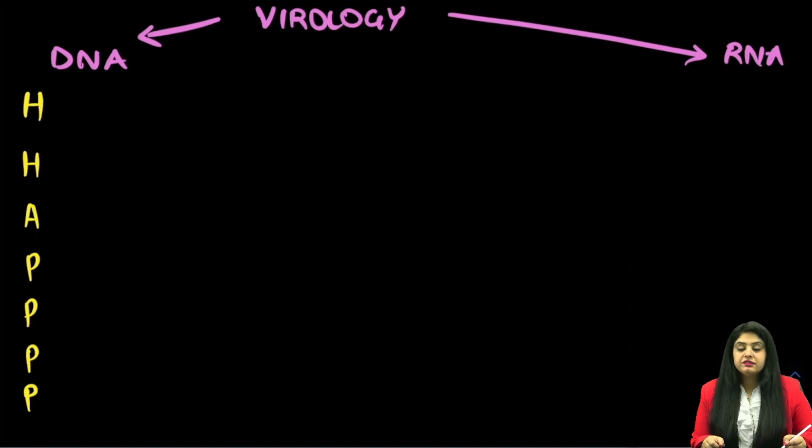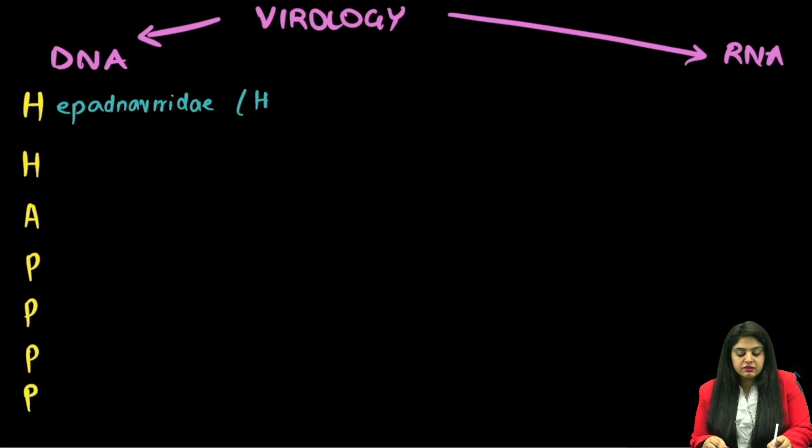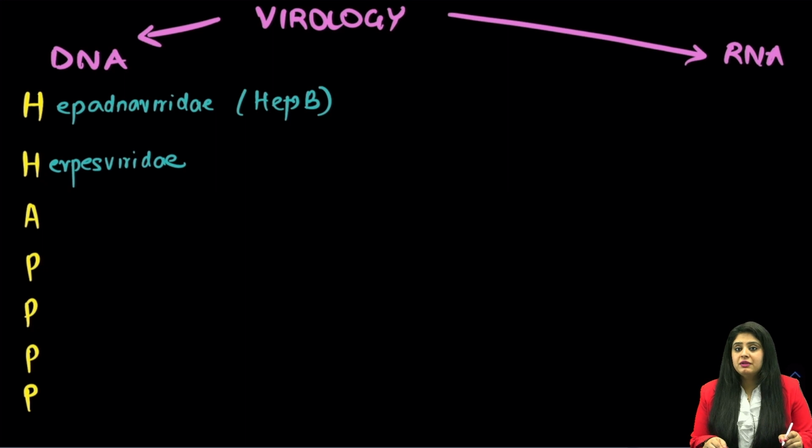And for DNA viruses, we have a happy mnemonic. What is the happy mnemonic? First and foremost, we have Hepadnaviridae. Hepadnaviridae tells me that this is the only hepatitis which is a DNA virus, hepatitis B. The rest of the hepatitis viruses are going to be RNA viruses. Then next we talk about Herpesviridae. The Herpesviridae family is definitely a very, very long family, because we have human herpes virus 1, 2, 3, 4, 5, 6 and so on.